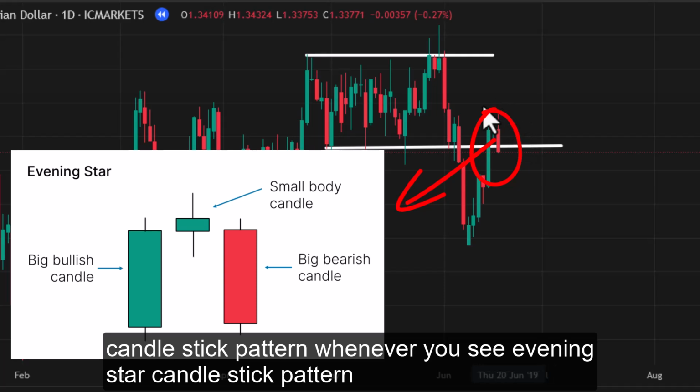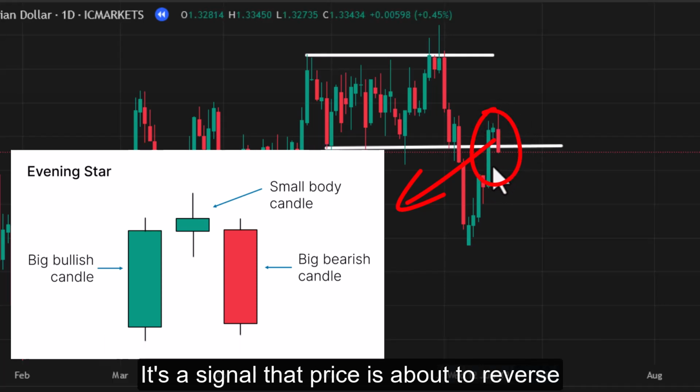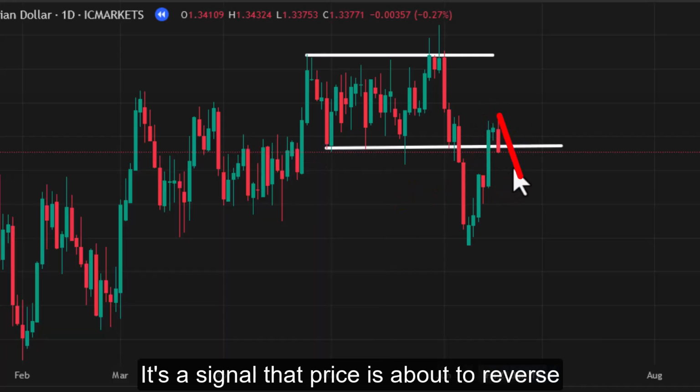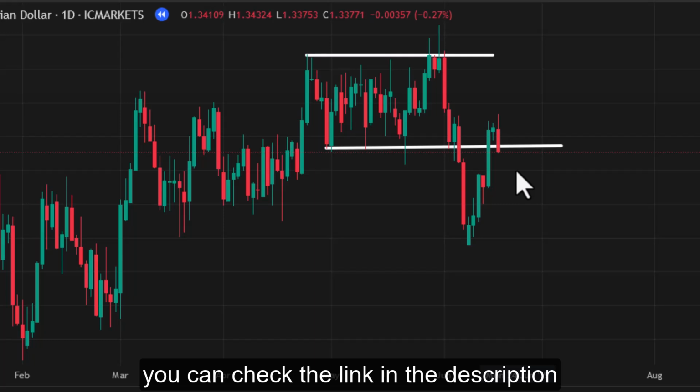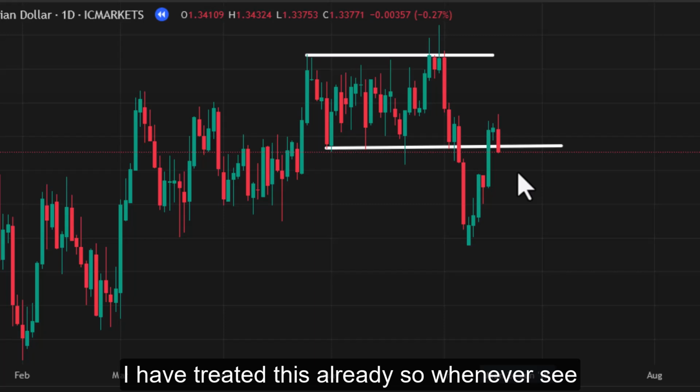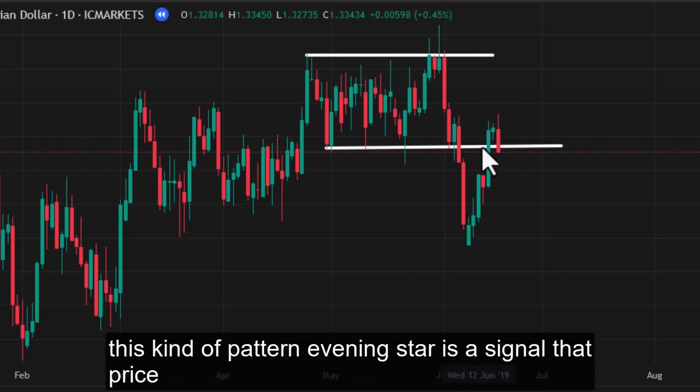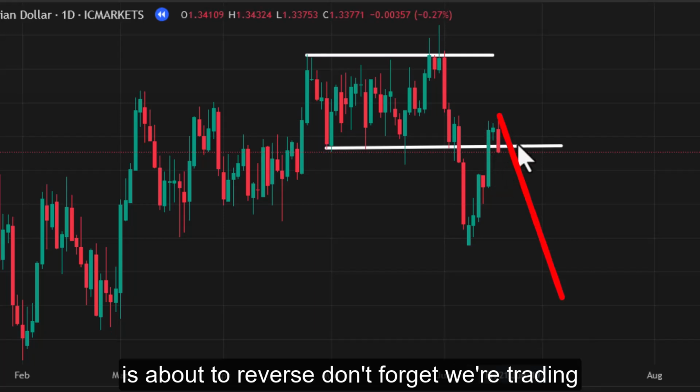Whenever you see an evening star candlestick pattern, it's a signal that price is about to reverse. If you don't know how to read candlestick patterns, you can check the link in the description. I have treated this already. So whenever you see this kind of pattern, the evening star is a signal that price is about to reverse.